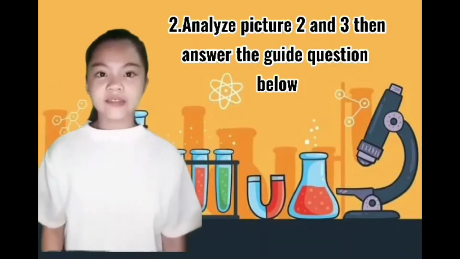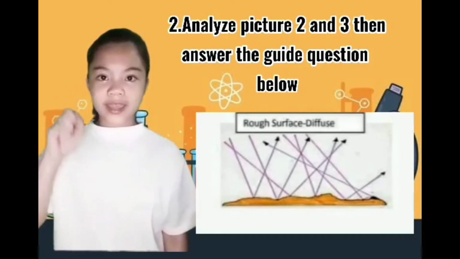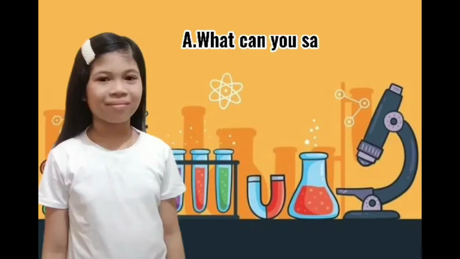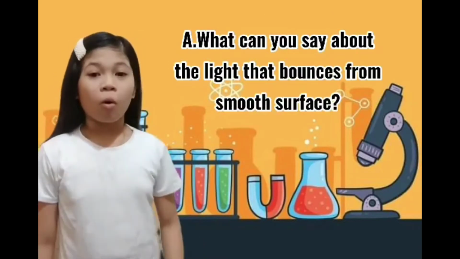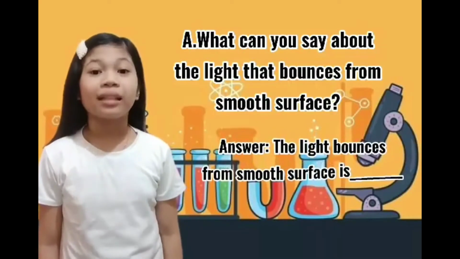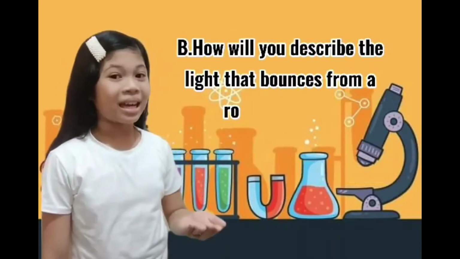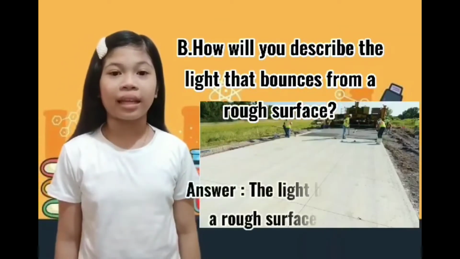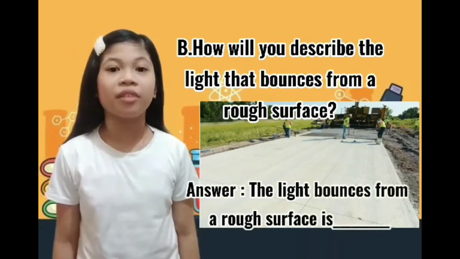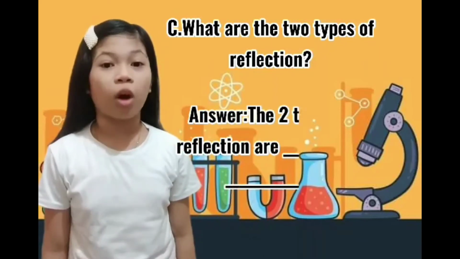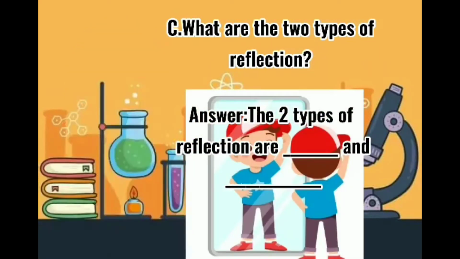Second, analyze picture 2 and 3, then answer the guide questions below. A. What can you say about the light that bounces from a smooth surface? B. How will you describe the light that bounces from a rough surface? C. What are the two types of reflection?